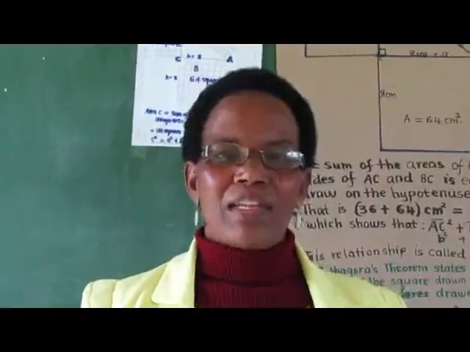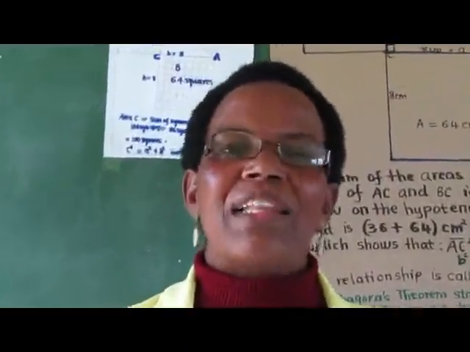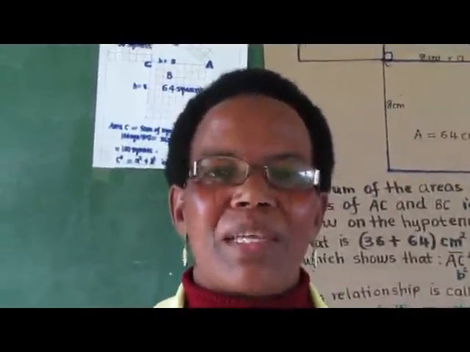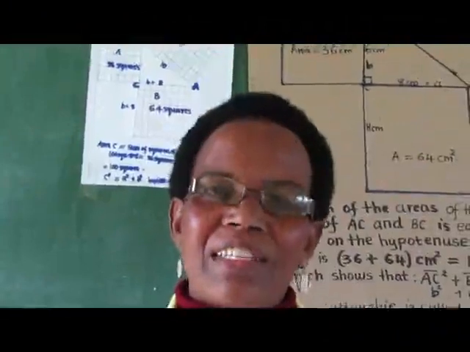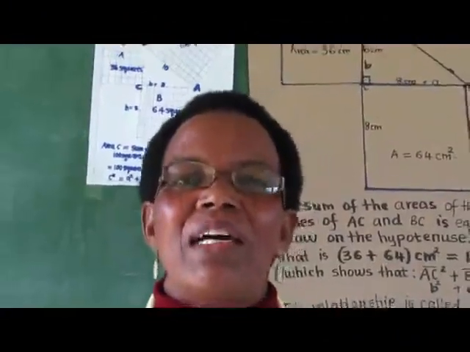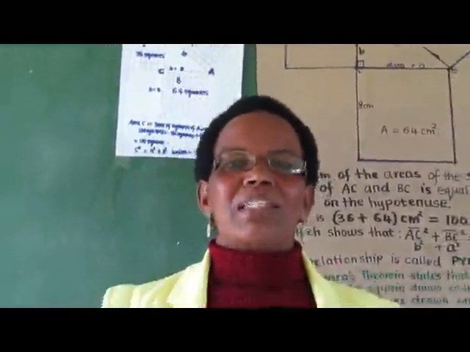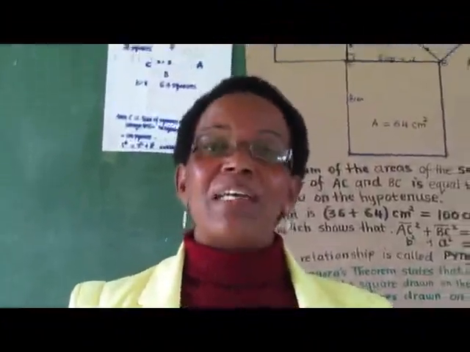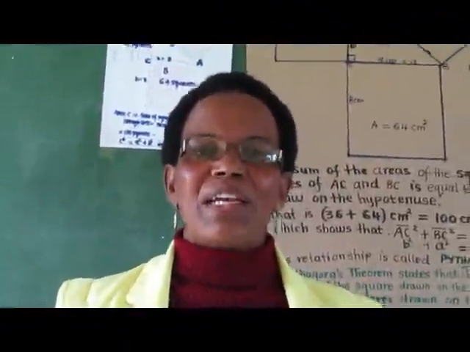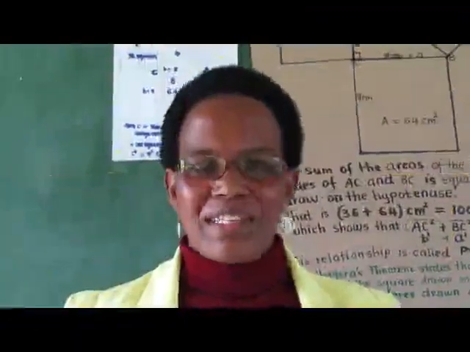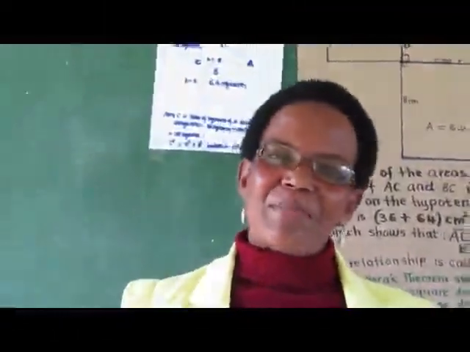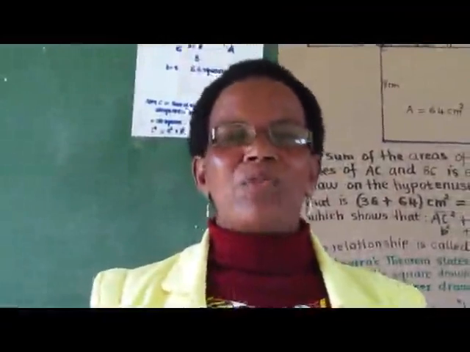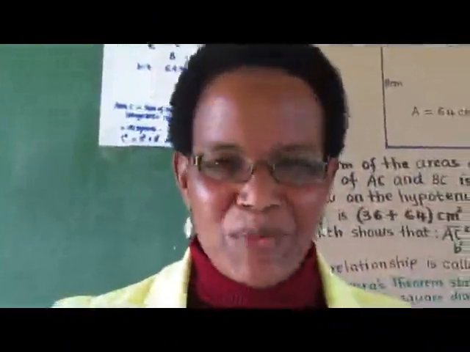Who can define a theorem? Good. A theorem is a mathematical statement or logic that needs to be proved by giving reasons. Who can give me examples of theorems? Good. Examples of theorems are: 1. Area, for example, the area of a rectangle is equal to length times width.